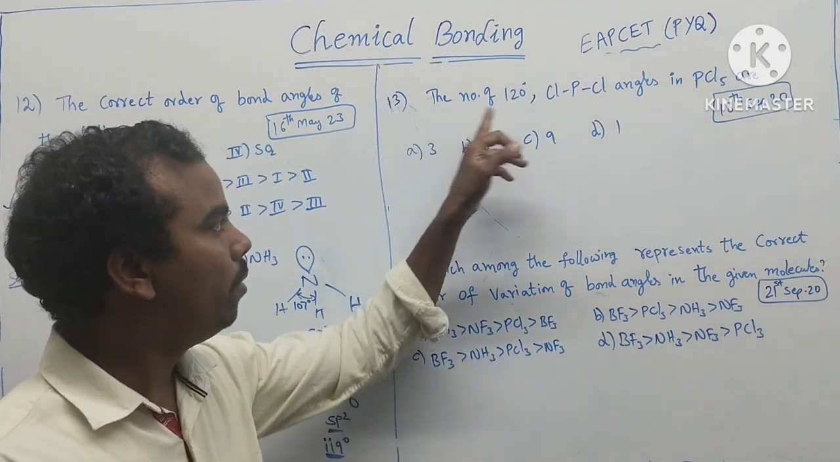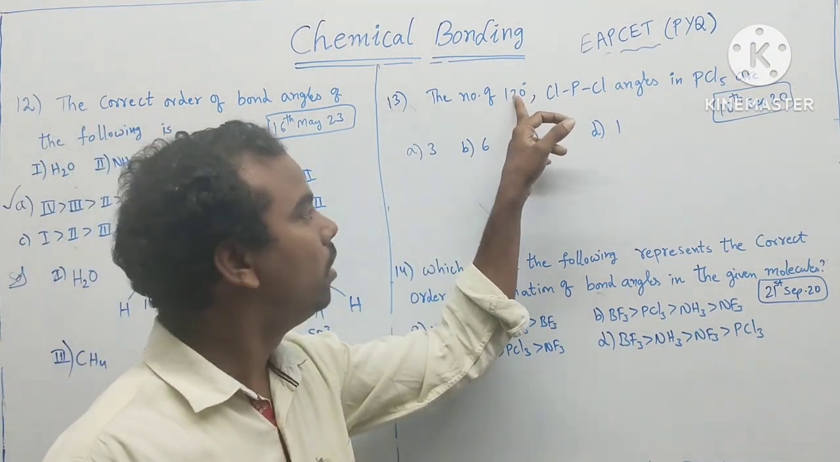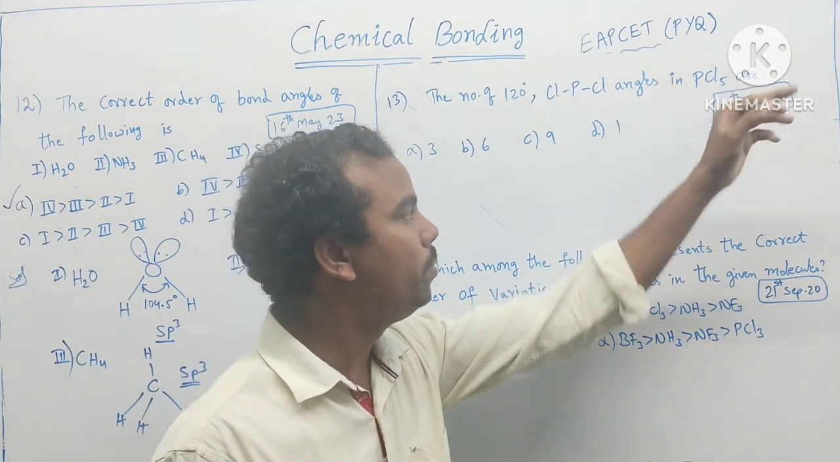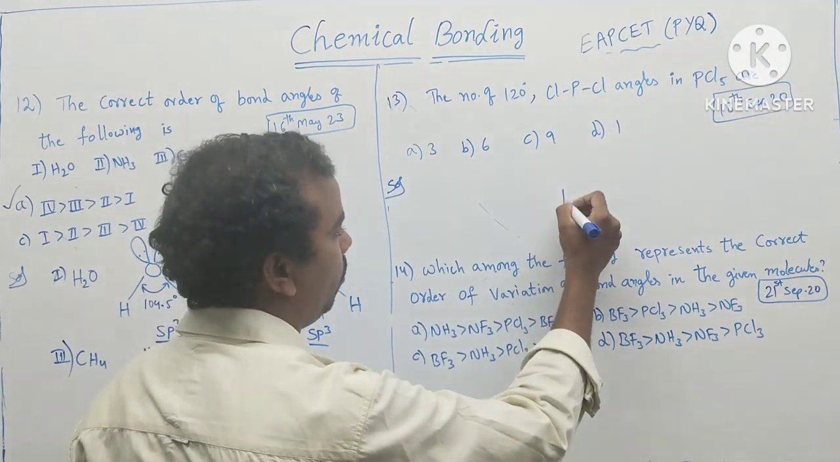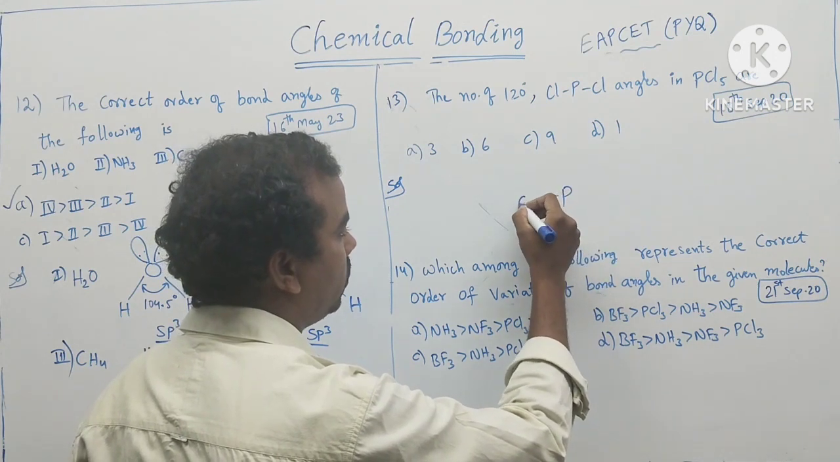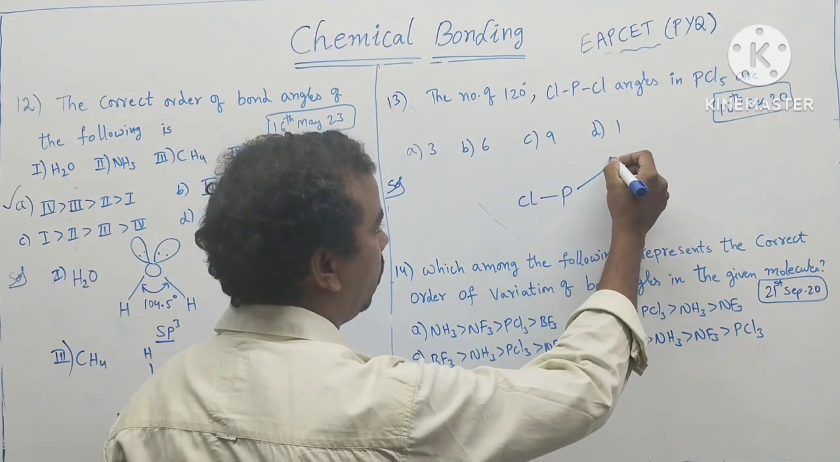Next question. The number of 120 degree Cl-P-Cl angles in PCl5 is. PCl5 hybridization is sp3d.